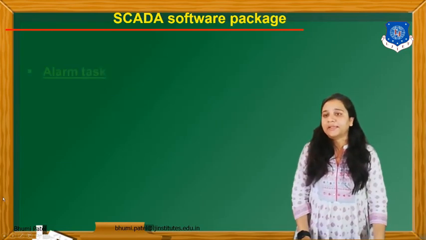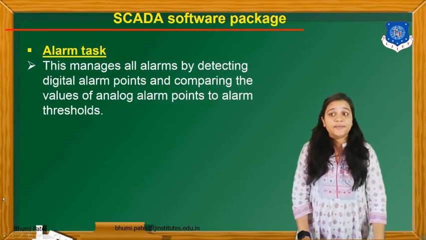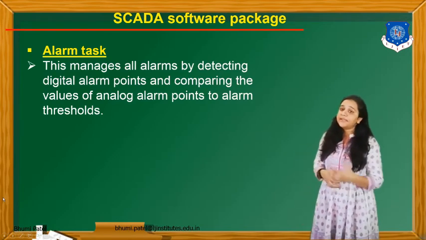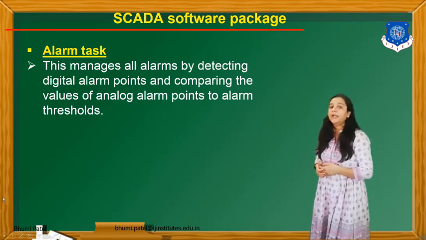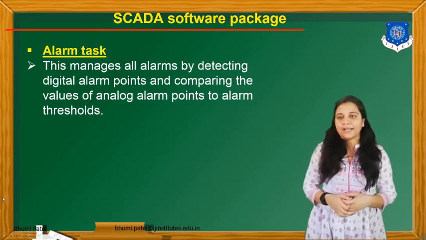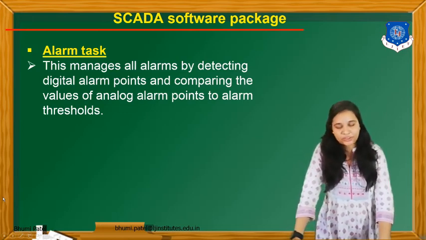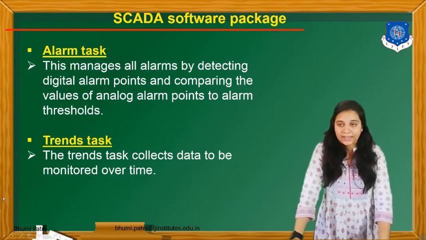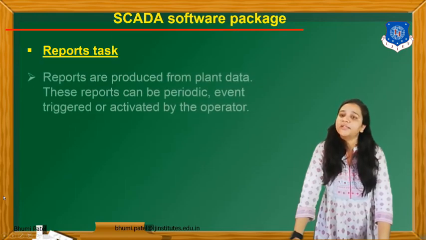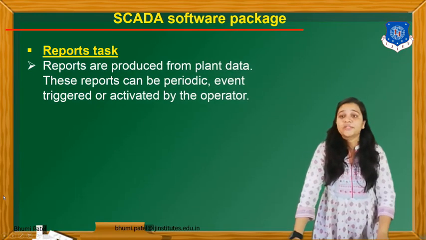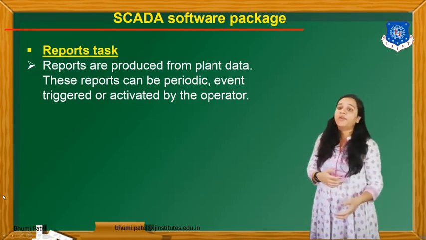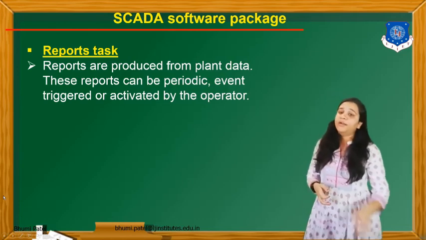The next task is the alarm task. This manages all alarms by detecting the digital alarm points and comparing the value of the analog alarm points to the alarm threshold. The third one is the trend task. The trend task collects the data to be monitored over time. The fourth one is the report task. Reports are produced from the plant data. These reports can be periodic, event triggered or activated by the operator.